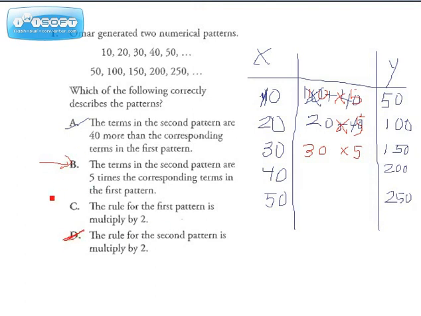All right, so we have to decide which of the two is better, because the problem with this one, the rule for the first pattern is multiplied by 2. If we do times 2, does that give us that? Yep. But if we do this times 2, do we get this? No, we do not. So therefore we're going to reject choice C and go with choice B.